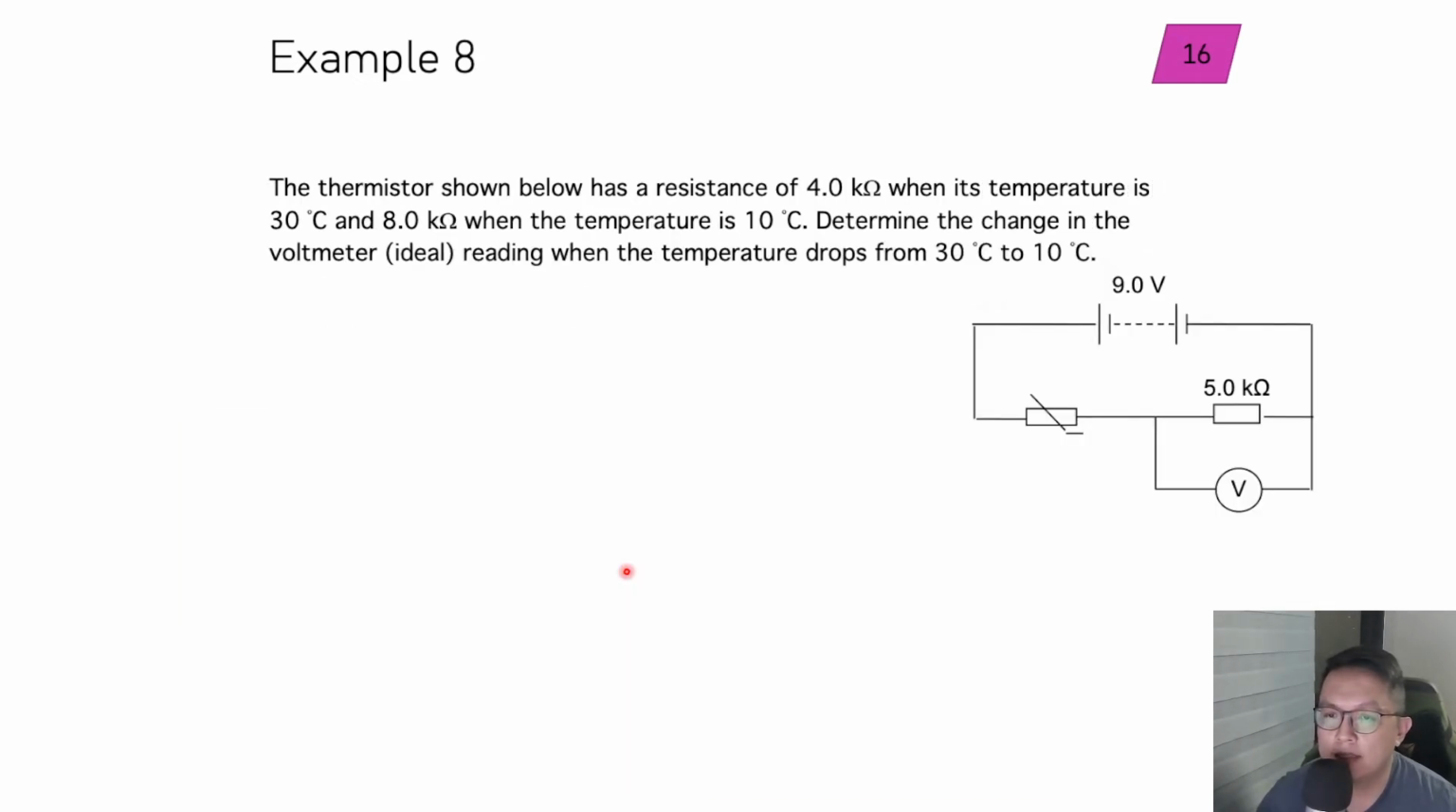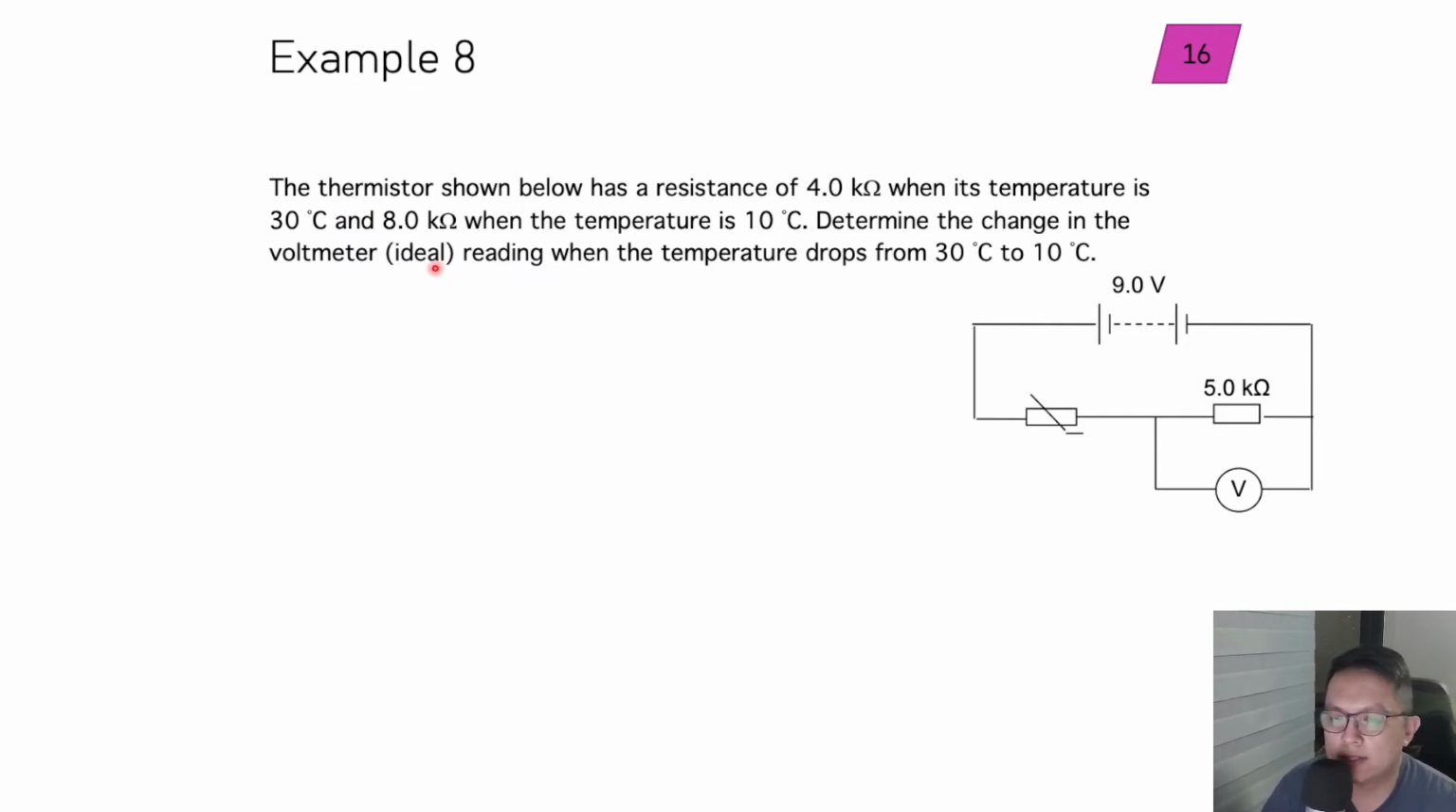Moving on, let's look at example 8 now. This thermistor here has a resistance of 4 kilo ohm when its temperature is 30 degrees Celsius, and 8 kilo ohm when the temperature is 10 degrees Celsius. So remember, the lower the temperature, the higher the resistance. The temperature went from 30 to 10, resistance went up from 4 to 8 kilo ohms. Determine the change in the ideal voltmeter's reading when the temperature drops from 30 degrees to 10 degrees Celsius.